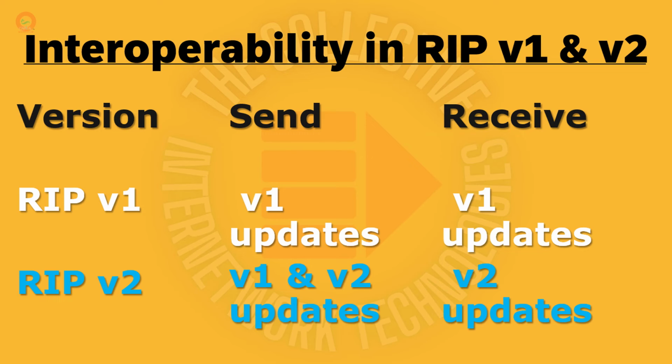It means if one router is running RIP version 1 and another is running version 2, then they will form a neighborship, but while receiving updates, the RIP version 2 router denies every update sent by the router running RIP version 1. But the router running RIP version 1 will accept the routing updates sent by the router running RIP version 2, because RIP version 2 sends version 1 and version 2 updates.